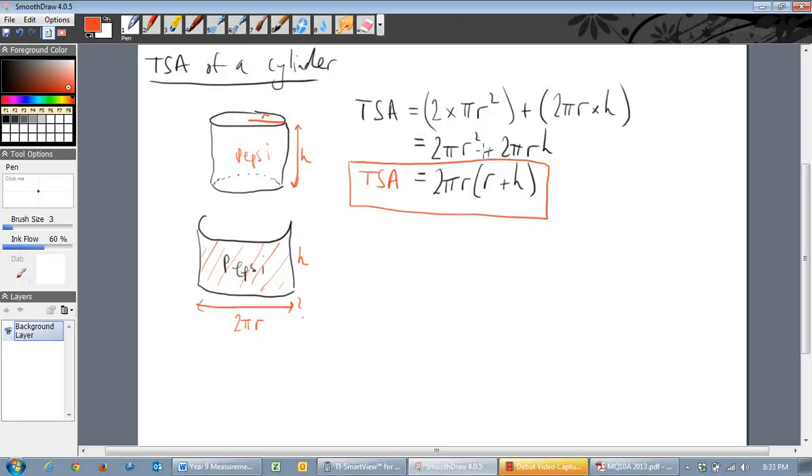The reason this is a bit easier is that with the other one you do all this working out, and all this working out, and you add them together on your calculator. Here, you just go 2 pi r, and then you go r plus h. It's a bit quicker, less typing in on your calculator. So there's your formula. Nice and simple.